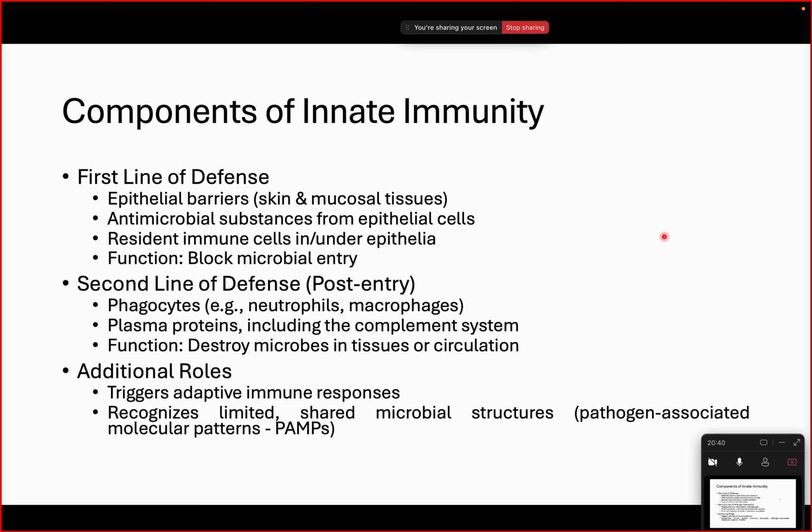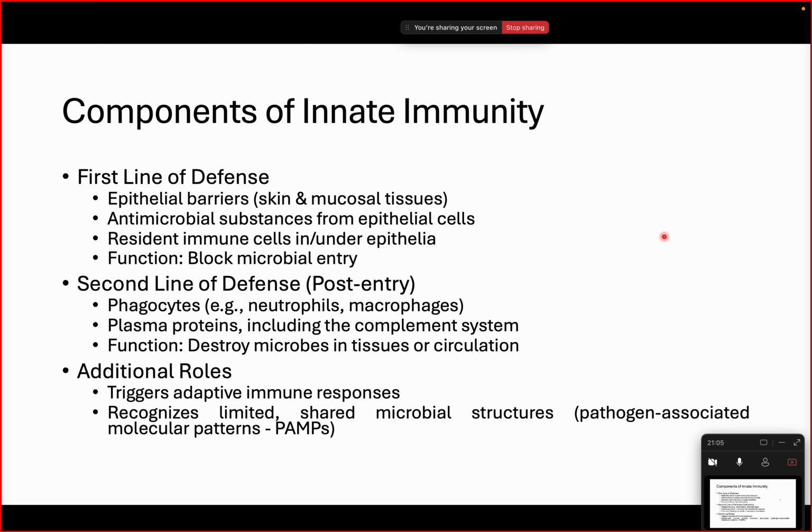And then what is the function of the first line of defense? It basically blocks the entry of the microbe. So the first line is we are not even letting the microbe go inside. We'll see later, but if we completely stop the entry of the microbe itself, we don't have to worry much about it, because the microbe is not yet in our system, so our cells need not panic and start the whole immune response.